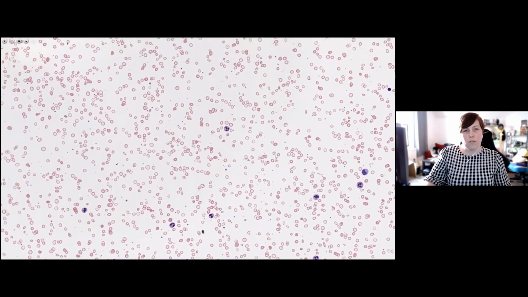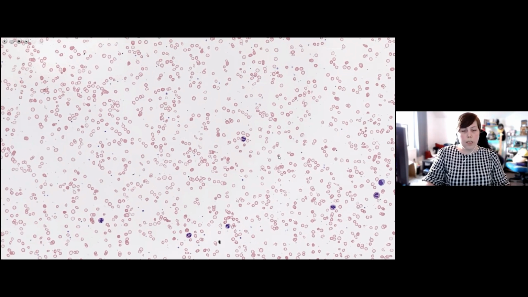And looking at the cells themselves, usually when we are looking at a patient with anemia or a patient with any kind of film that we're reviewing, we want to look at the red cells in terms of a few different things. So firstly, we want to look at red cell size.